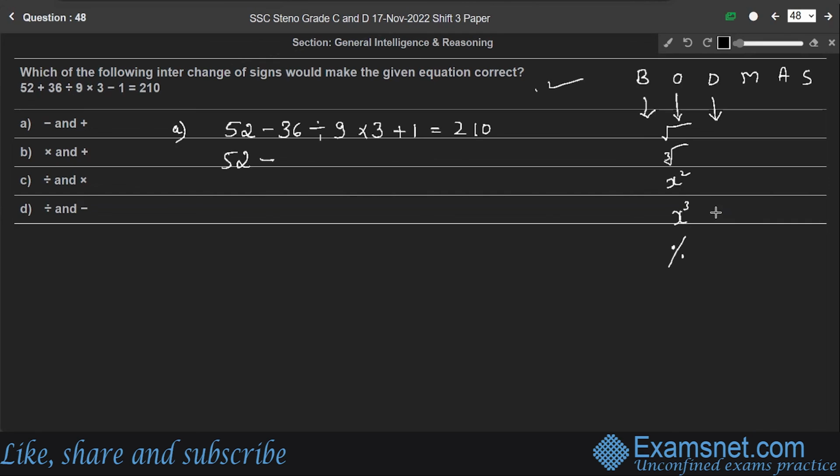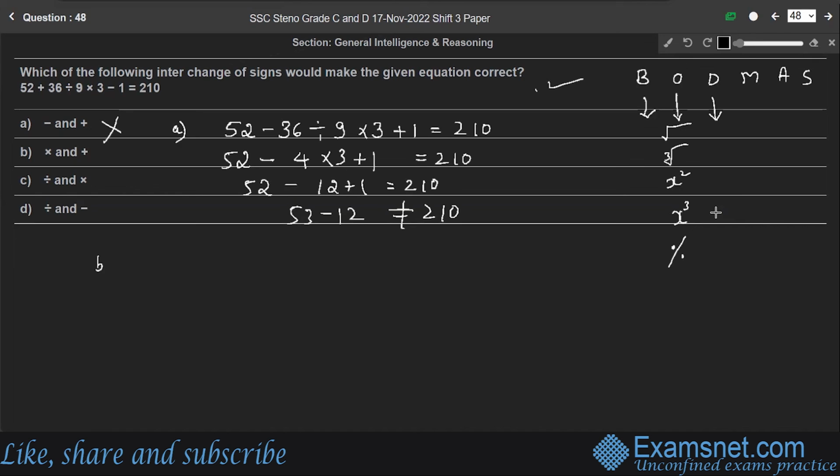52 minus 36 by 9 is 4, into 3 plus 1 should be equal to 210, right? Next comes multiplication. 52 minus 4 into 3 is 12, plus 1 is equal to 210. Next comes addition. So 52 plus 1 is 53, minus 12. It is not equal to 210. Instead it is 41, right? Therefore, by interchanging minus and plus signs, the equation will not become correct, right?